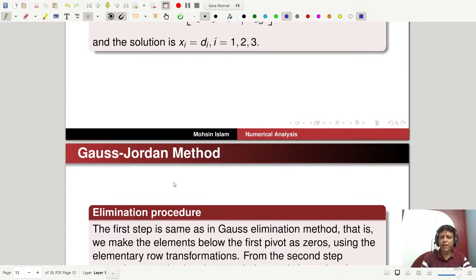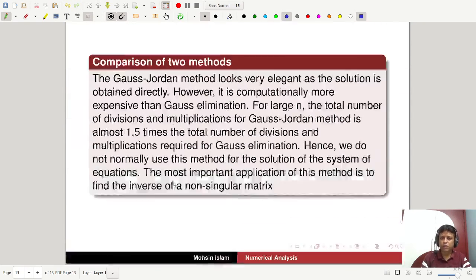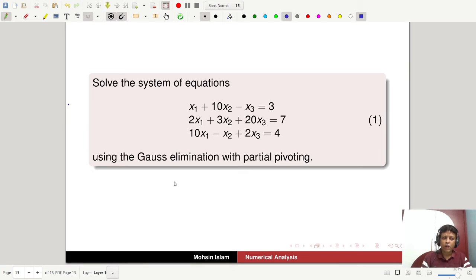Okay, I will explain after the problem, the Gauss-Jordan. Let me go to the problem. Now in this problem, you see, this is the system of equations. So you just consider the first column.